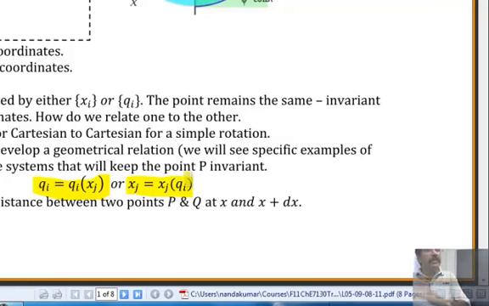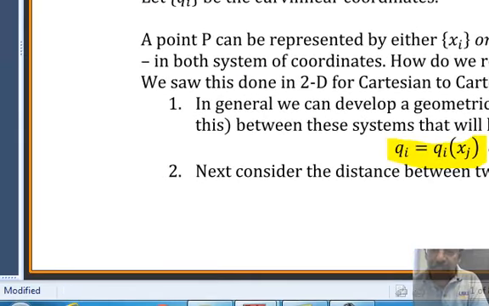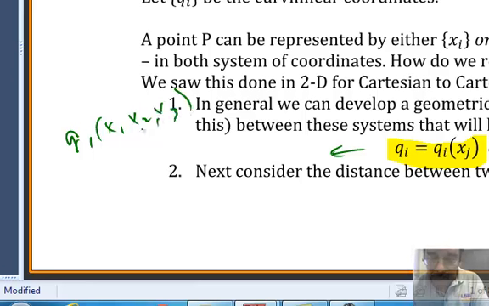But in general, when I write this equation, qi equals qi of xj, what does it mean in index notation? How many equations do I have? i is a free index, so I have three equations. Each one of those qi is a function of each one of those xj's, x1, x2, x3. So if I expand this, I should write q1 as a function of x1, x2, x3, q2 as a function of x1, x2, x3, q3 as a function of x1, x2, x3.